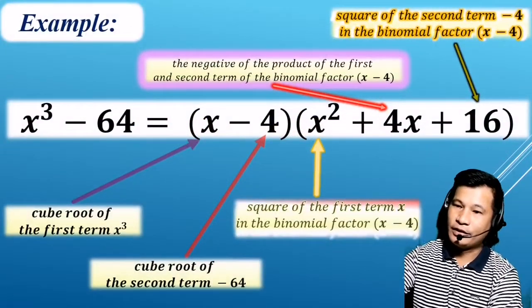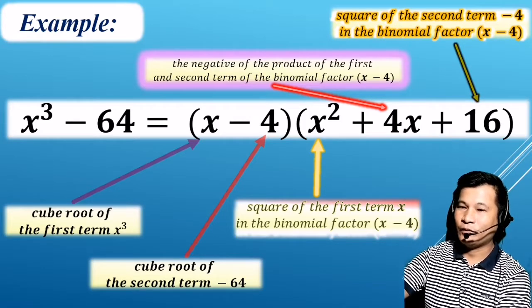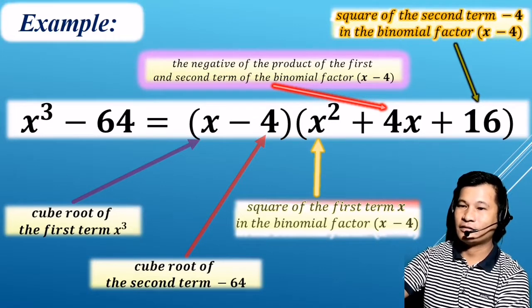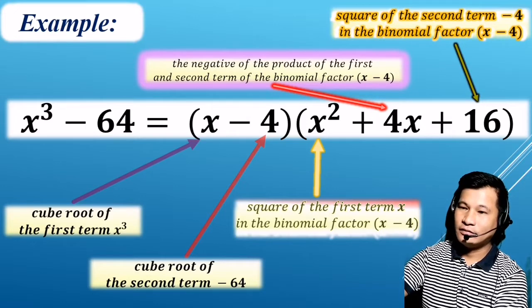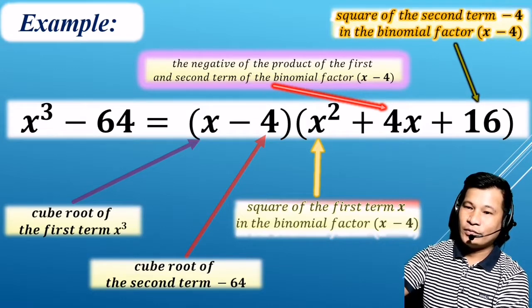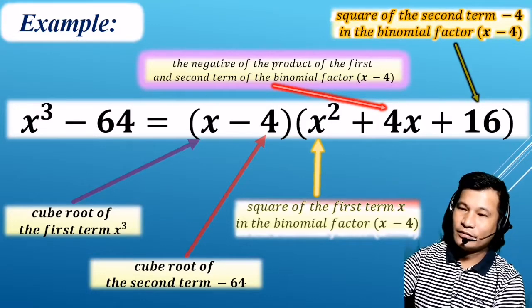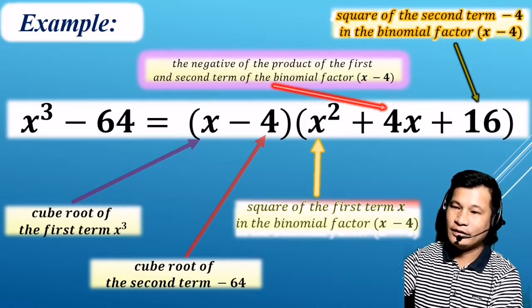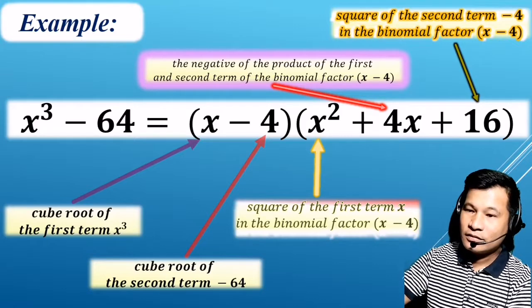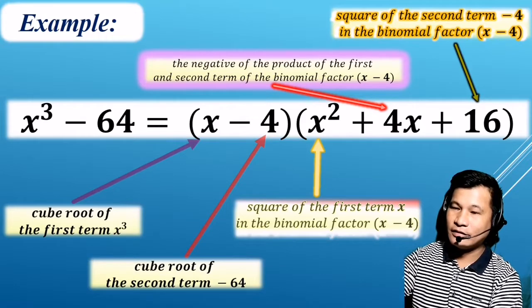Another example, we have x cubed minus 64. So the same step, we have to get the cube root of the first term, x cubed, and that is x, and then minus, since we are on the difference of two cubes, so the binomial factor will always be separated by a minus sign. Next, get the cube root of the second term, 64, that is 4.